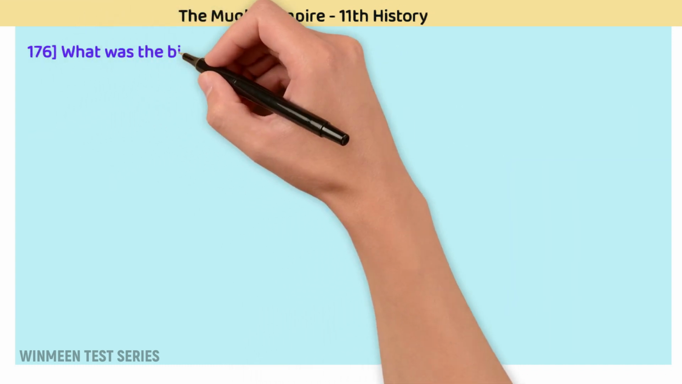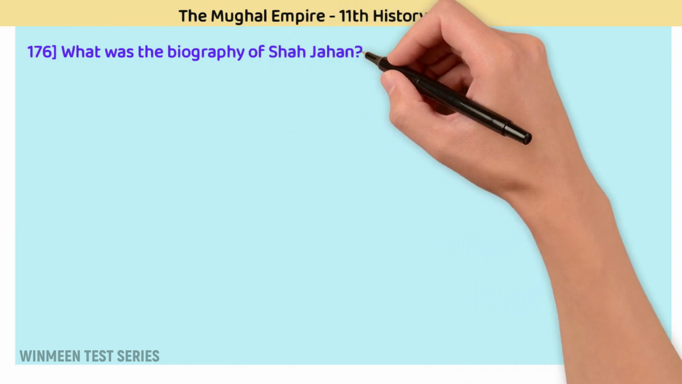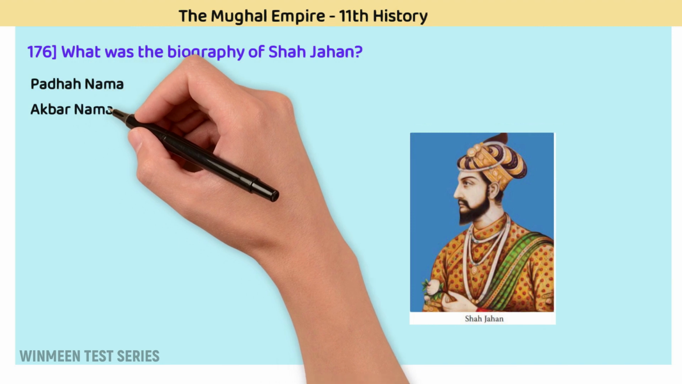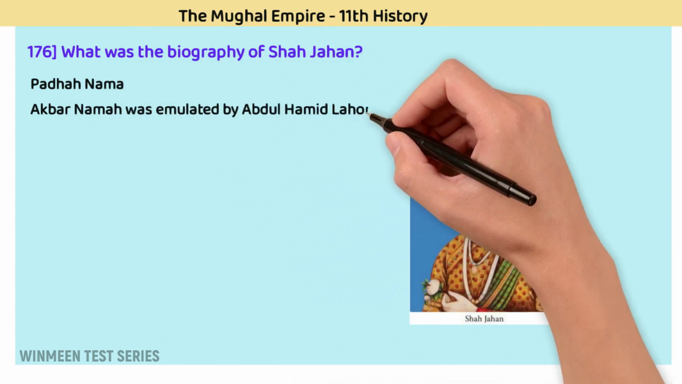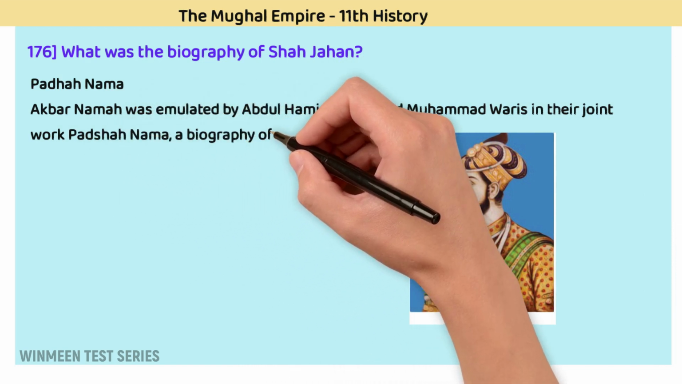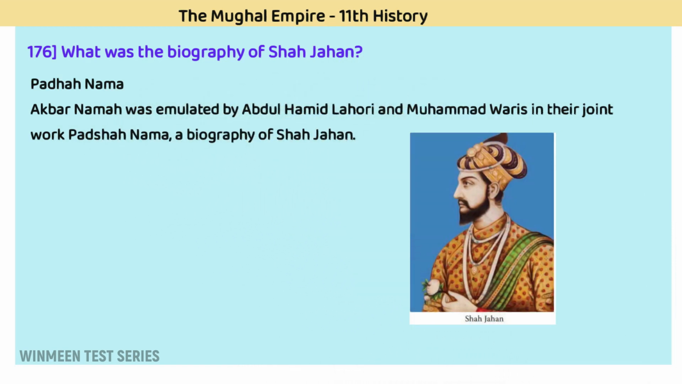Question number 176. What was the biography of Shah Jahan? The answer is Padshahnama. Akbarnama was emulated by Abdul Hamid Lahori and Muhammad Waris in their joint work Padshahnama, a biography of Shah Jahan.